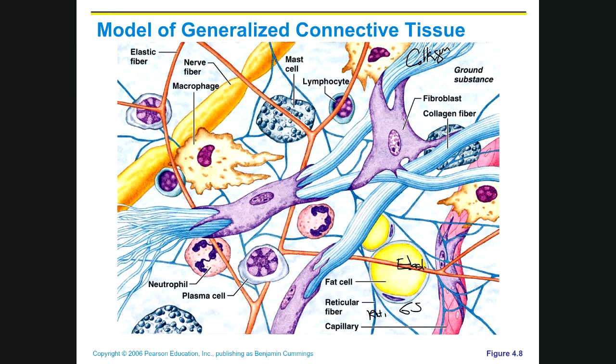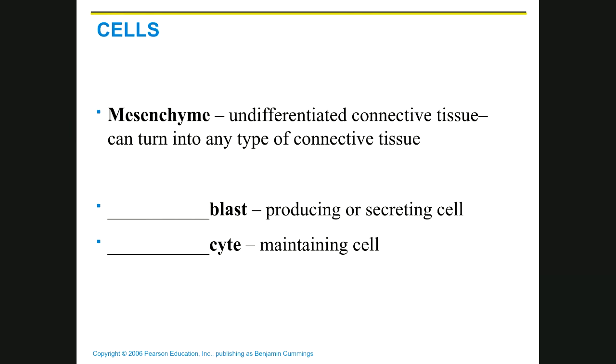But look at these cells. Do all of these cells look alike to you? I mean, look at this cell versus this cell. They look very, very different. And that's another thing about connective tissues. We can have different types of cells in the same connective tissue. So connective tissue is different from those other tissues, quite different.